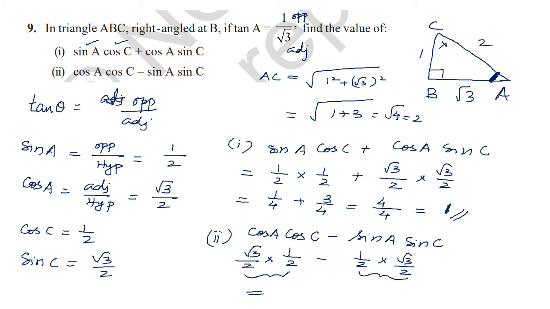It is the same. A minus A it is coming. You see. Root 3 by 2 into 1 by 2. Root 3 by 2 into 1 by 2. So the answer will be 0.